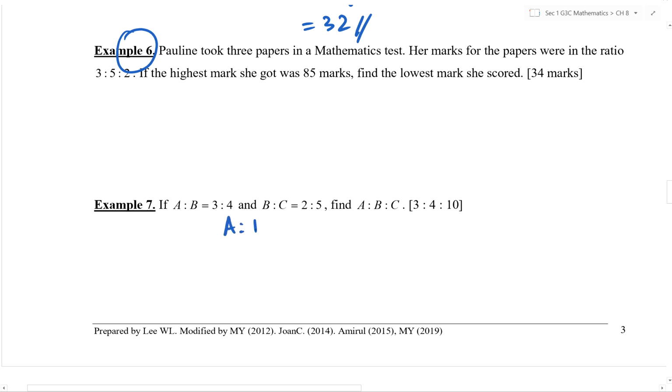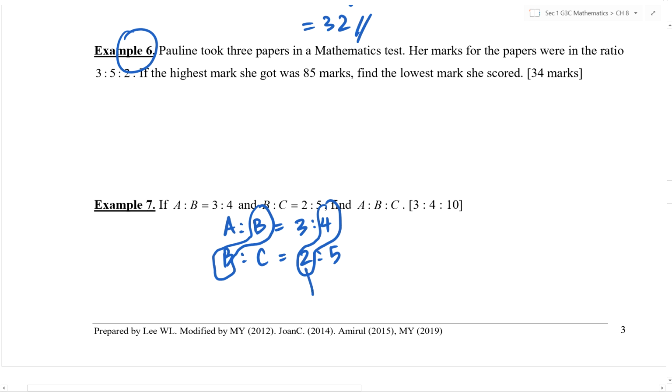So A to B is 3:4. Now we have B to C is 2:5. Okay. B to C has a ratio of 2:5. Find the ratio of A to B to C. Now here we see that B is what is common in both ratios. Okay, B appeared in both ratios.